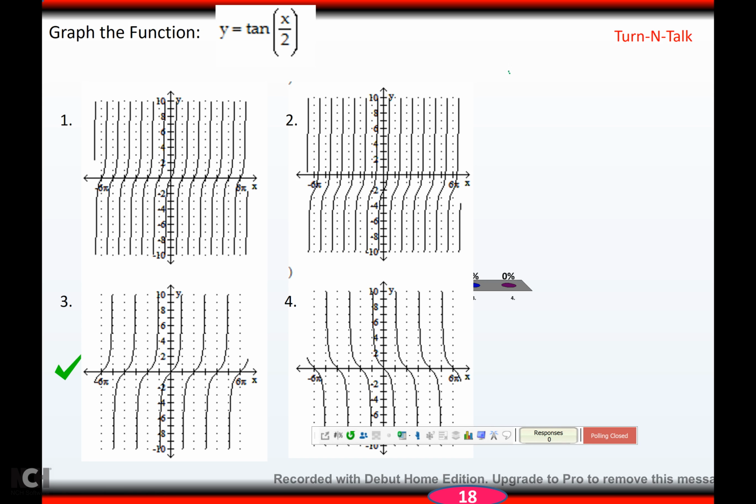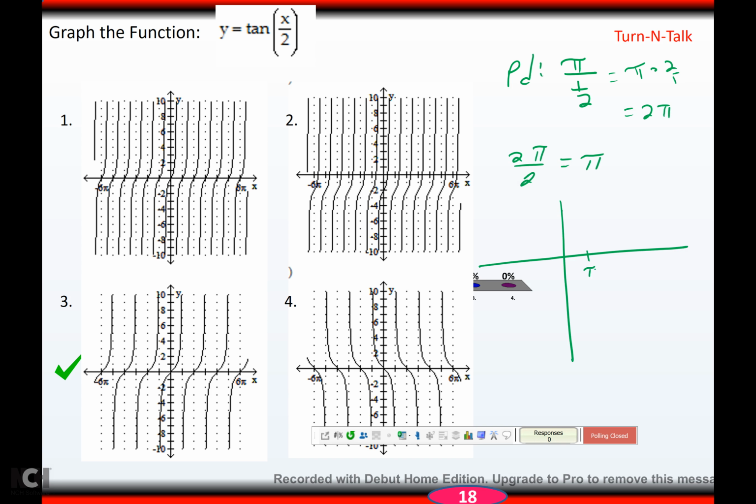Alright, so my period would be pi over b, and b is 1/2. That would be keep, change, flip, that would be 2 pi. Okay, so to get my scale, I would do 2 pi divided by 2, which would be pi. So my scale is going to be pi, 2 pi, 3 pi, 4 pi. And you continue that on this side as well.